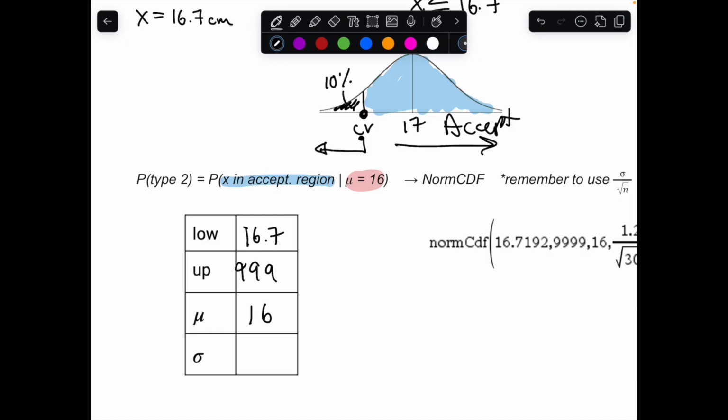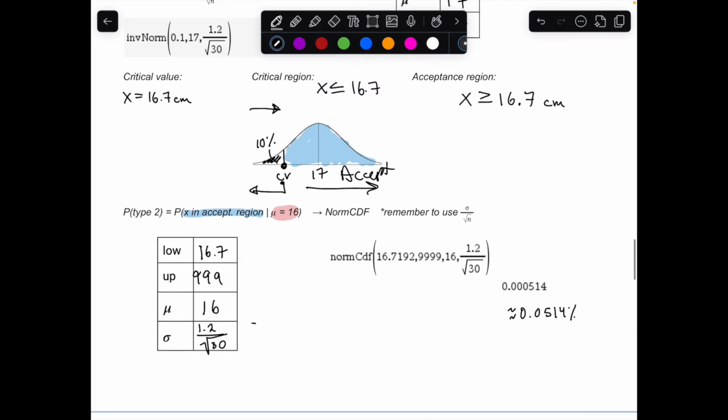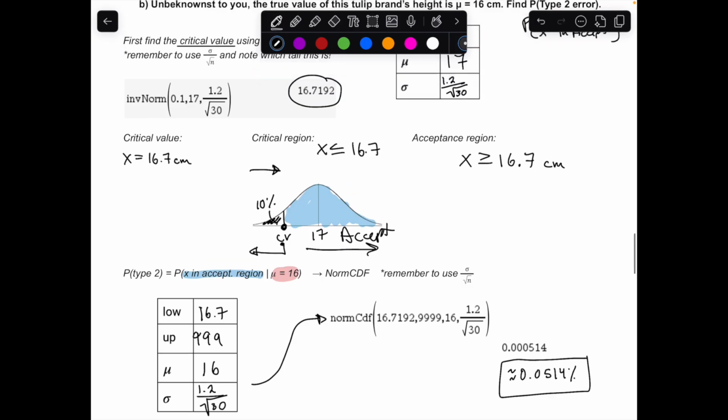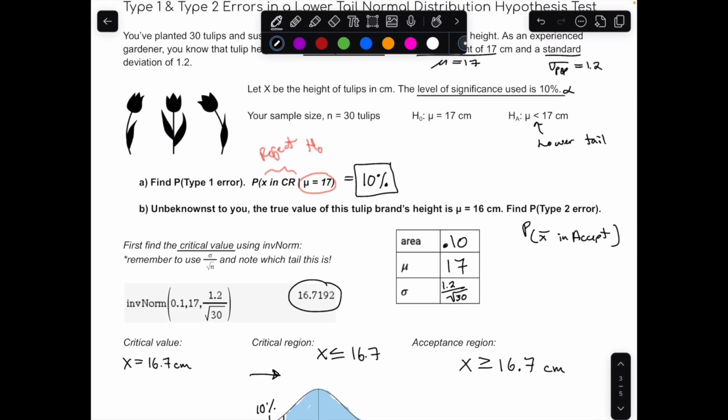Your mean is 16. Your mu, use the same sigma, 1.2 over root n. When you type that into the TI Nspire, it will look like this, and that probability comes out to being quite small, less than 1%. It's 0.0514%. So the probability of a type 2 error in this case is actually smaller than the probability of a type 1 error.